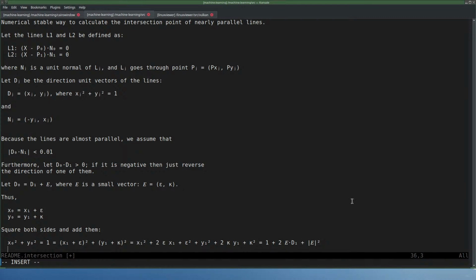From which follows that, and then we have 1 equals this, so this equals 0. Which means that this equals minus that.